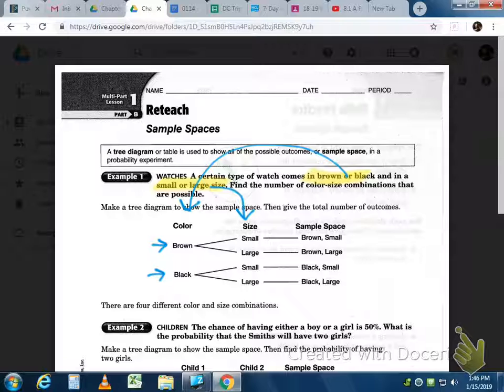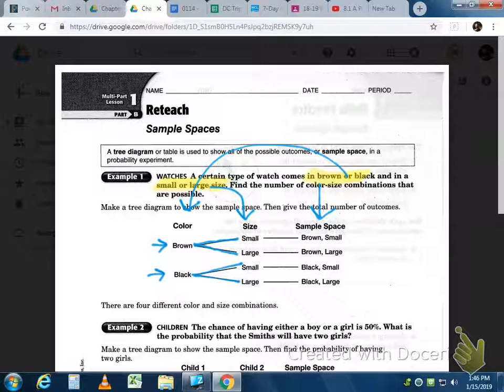Well, there's two choices. So from brown or black, you know you're going to have two branches. That's why it's called a tree diagram. You're branching off. So from brown, you branch off to small and large. From black, you branch off to small and large. That's all the choices. That's it. The last column would give you your total outcomes. Notice it says sample space.